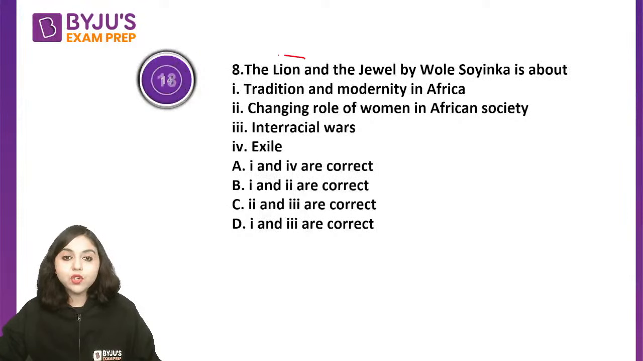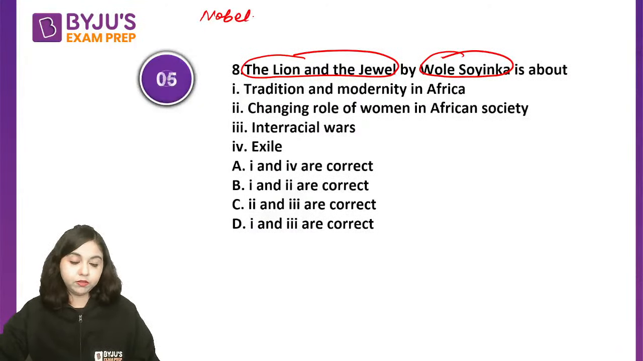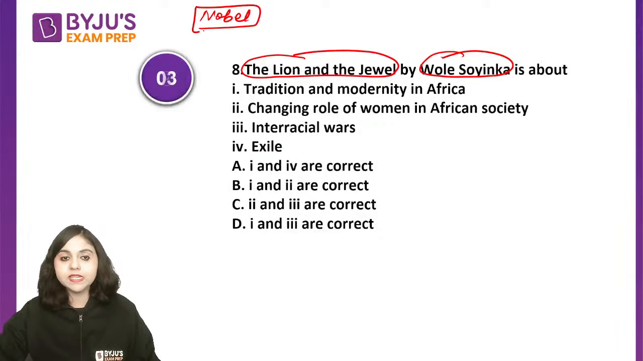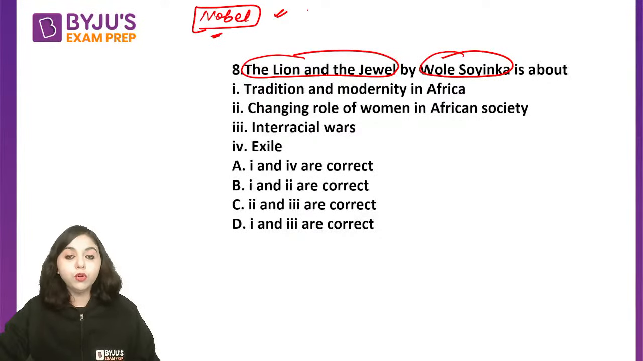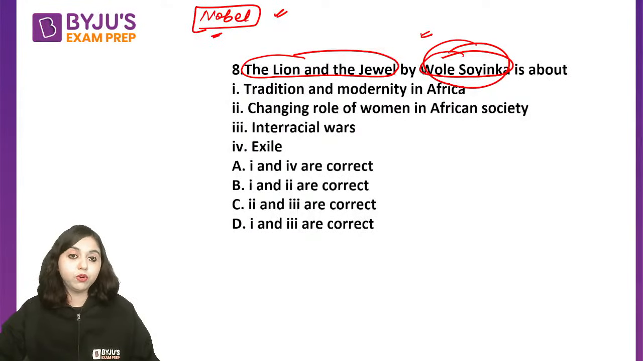The Lion and the Jewel by Wole Soyinka, the Nobel Prize winning writer. We had talked about this on Telegram, where I'd shared the Nobel Prize post. There we talked about Gurnah, the writer from Tanzania, the second black writer after Toni Morrison to be awarded the Nobel Prize. Wole Soyinka is also one of the first black writers to get the Nobel Prize, right?